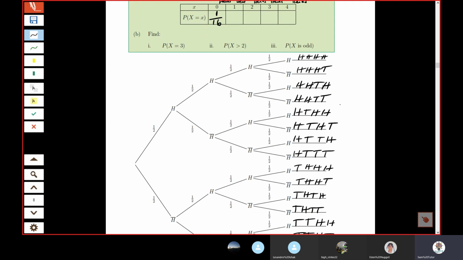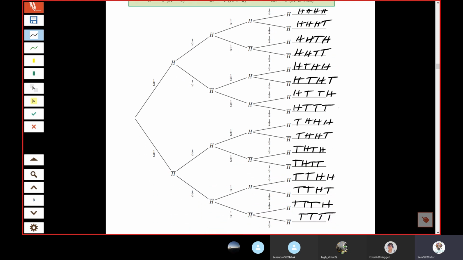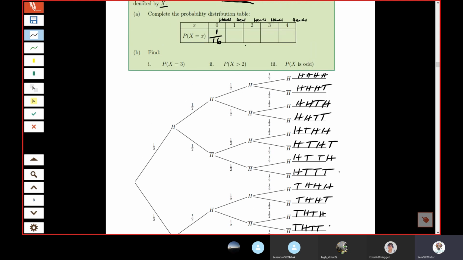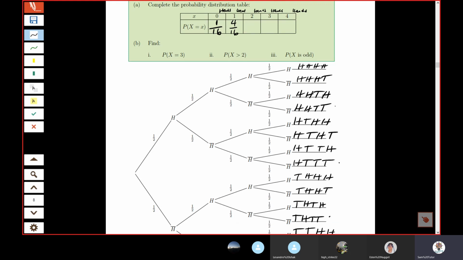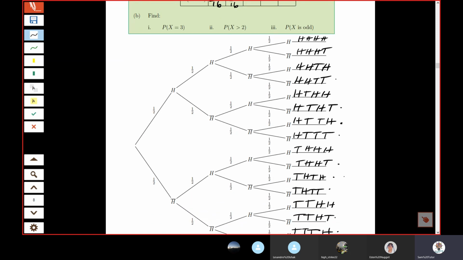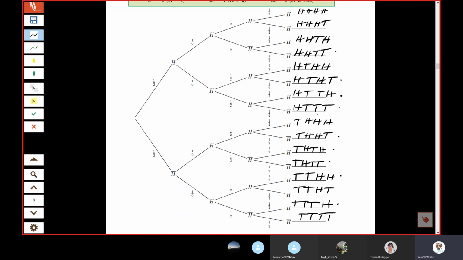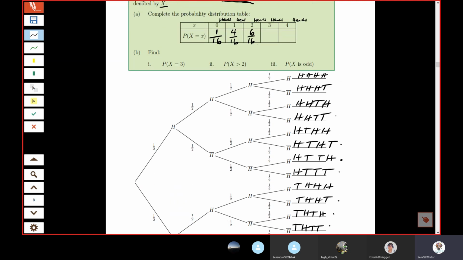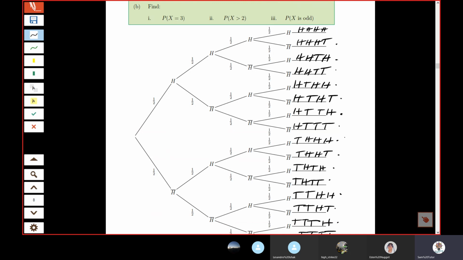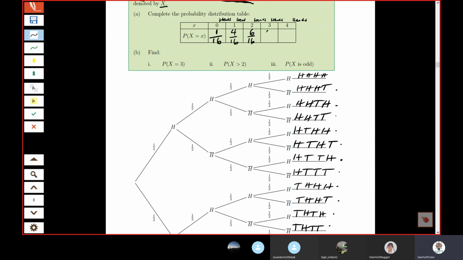Getting one head is 1, 2, 3, 4. 4 out of 16. 2 heads: 1, 2, 3, 4, 5, 6. 6 out of 16. 3 heads: 1, 2, 3, 4. That should be it. 4 out of 16. And then 4 heads, obviously 1 out of 16.